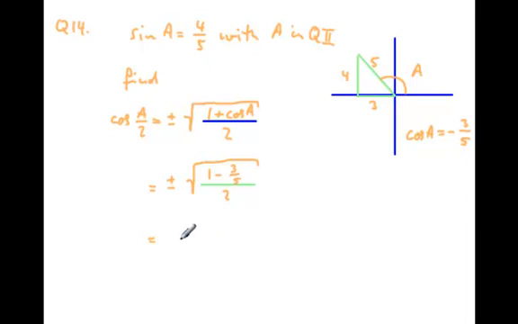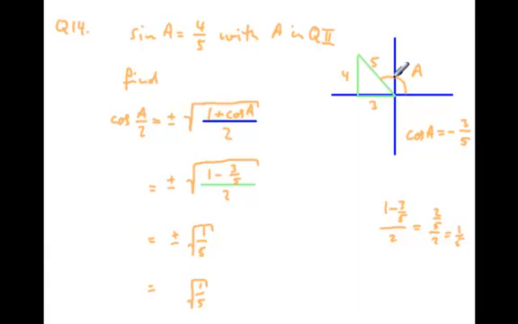So anyway, 1 minus 3/5 is 2/5, divided by 2 is 1/5. So I have plus or minus the square root of 1 over 5. Then I have to decide between the plus and minus, and this is where A over 2 comes in. If A itself is in quadrant 2, then half of that A is in quadrant 1.